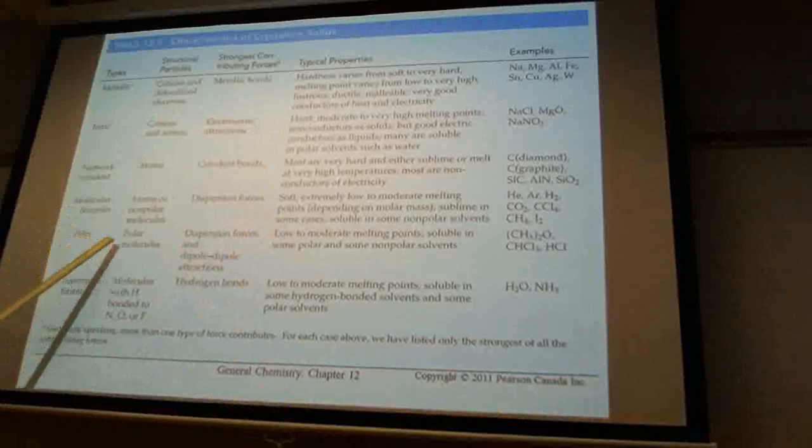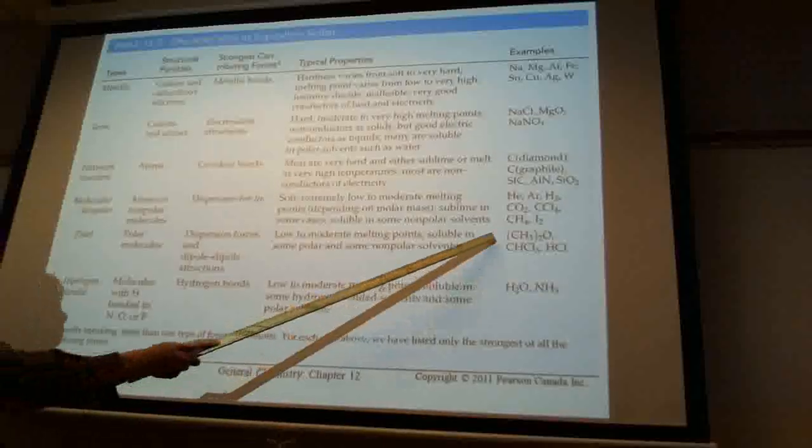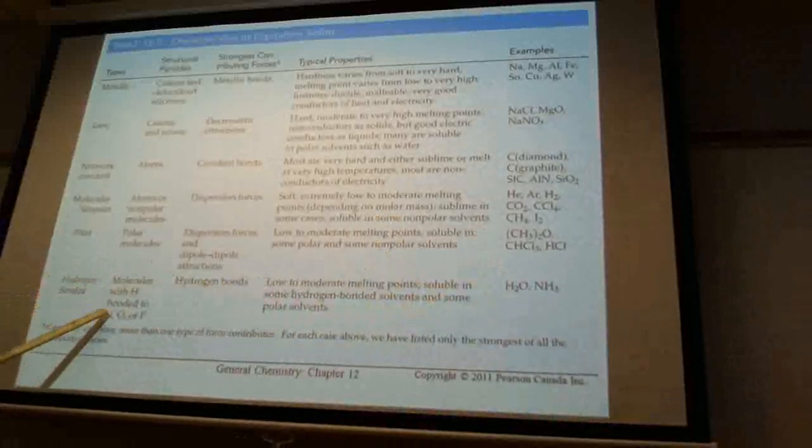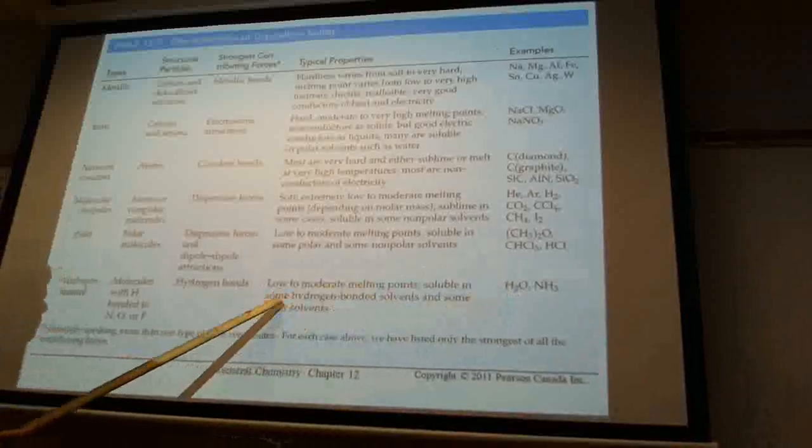Polar solids, you've got dispersion. That would be frozen acetone, frozen chloroform, frozen HCl. Those aren't going to be very hard. Hydrogen bonded, we already know one quite well, water, properties of water.